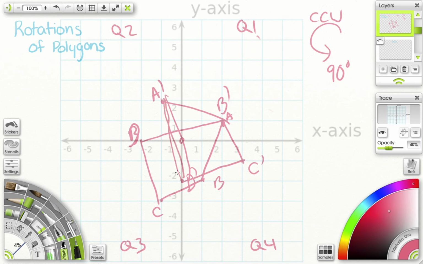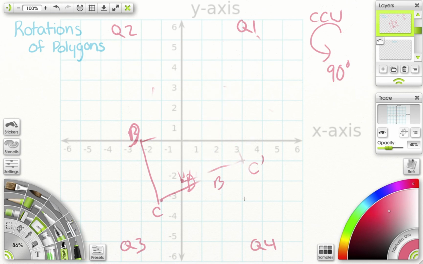Whoops, I can't draw a line, but there's our new shape. It's a little bit of a trick that you can use. If you understand it and you're able to do it effectively, then go for it. That's a wonderful trick to use for rotations.